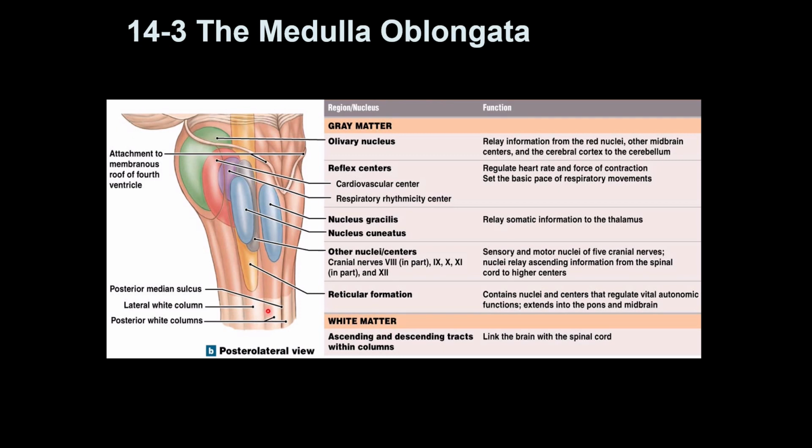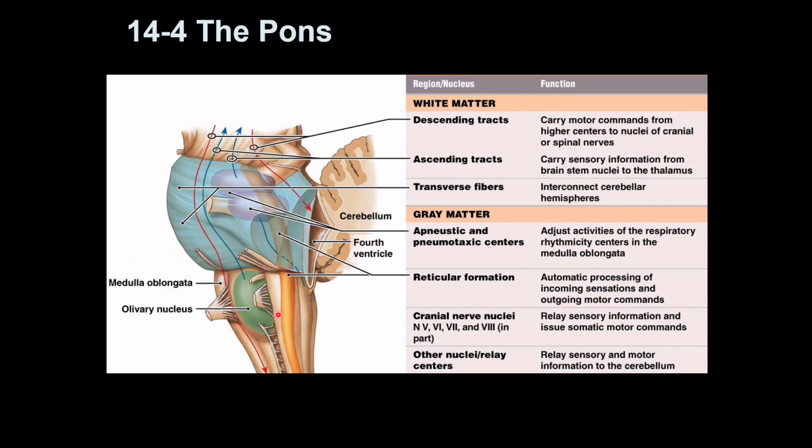The pons has white matter and gray matter similar to the medulla oblongata. In the white matter there are different tracts. Some of them are descending, so they are going from the cortex of the brain or from the diencephalon, passing through the pons to the medulla oblongata or even to the spinal cord. Some of them are going to the cerebellum, so they're going in different directions.